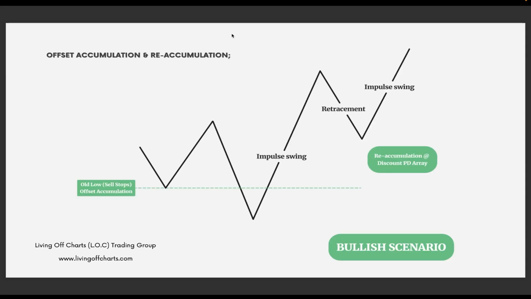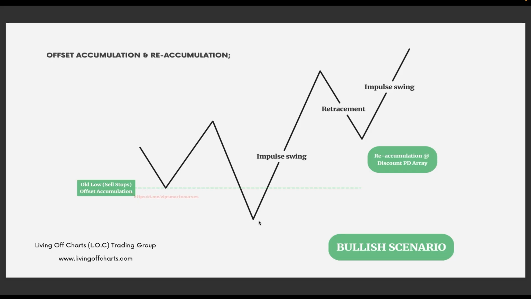Diagram here, offset accumulation, reaccumulation. The low right here could be in the form of a previous day, week, month low, could be a separate price swing low, could just be an older low. It increases probabilities if there's a discount key PDRA right here below the low. However, we run the low, accumulating all these sell stops. That is offset accumulation.